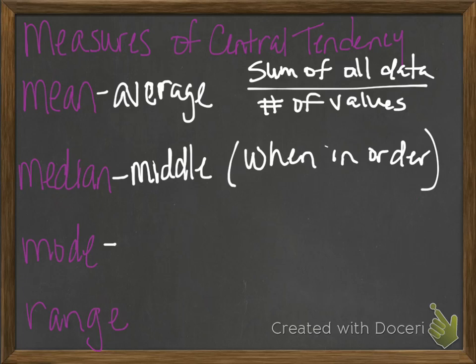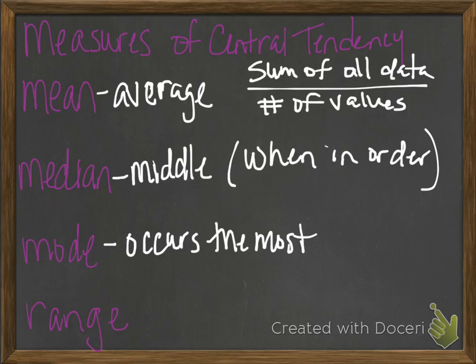The mode is the number that occurs the most. There could be no mode. There could be no number that repeats. Then we would just put none as our mode. You never put 0 because 0 could actually be a number in the list. There can also be more than one mode. You could have 2 or 3 modes.